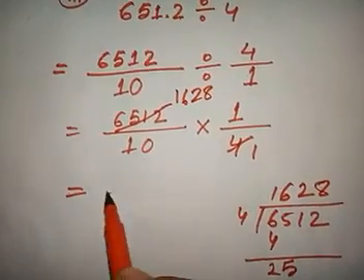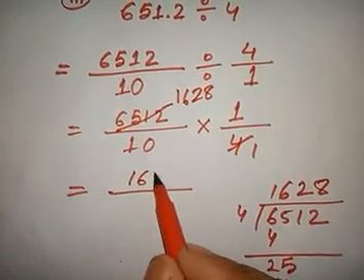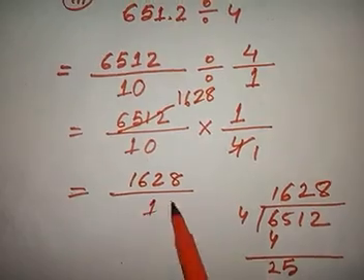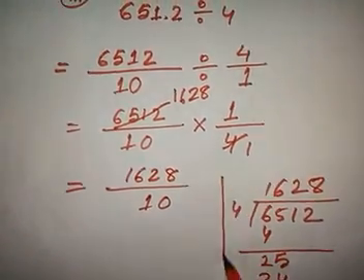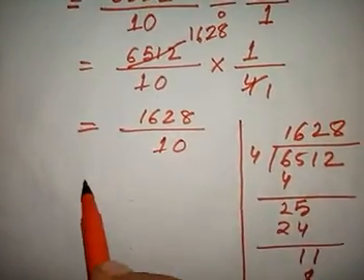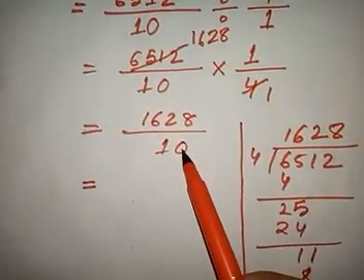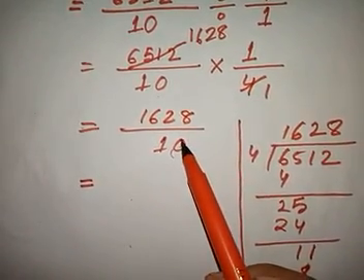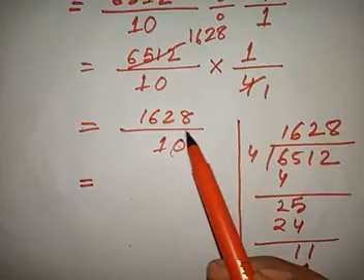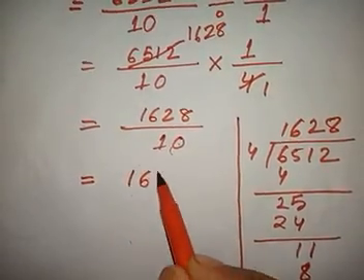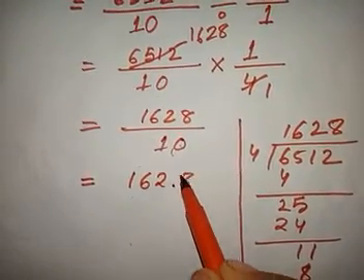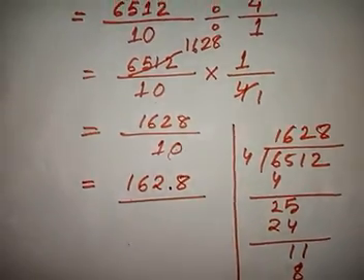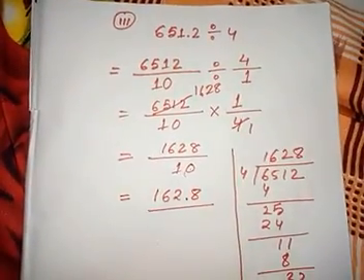That means if you divide 6512 by 4, then it will be 1628. That means here you have 1628 divided by 10. Now you have to give the decimal again, as here you have 10 only, so you have to give the decimal before 1 digit. So 162.8, this is the answer. So this way you have to complete it.